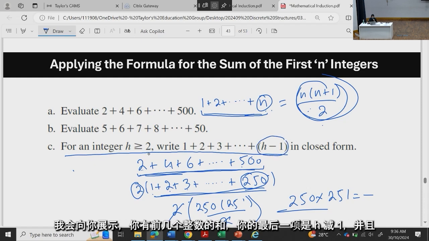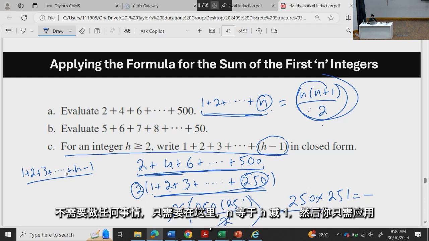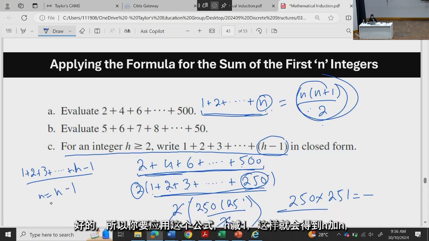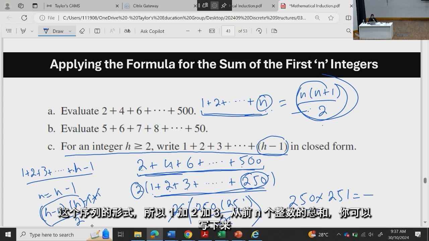For example, this one, I will show it to you. You have sum of first few integers, and your final term is h minus 1, and you have to write it in its closed form, means in the form of a formula. So here you don't need to do anything, just that here n will be equal to h minus 1, and you will simply apply this formula. So you'll apply this formula with h minus 1, and this will give you n plus 1, h minus 1 plus 1 is h, this gets cancelled, so you're left with h and 2.